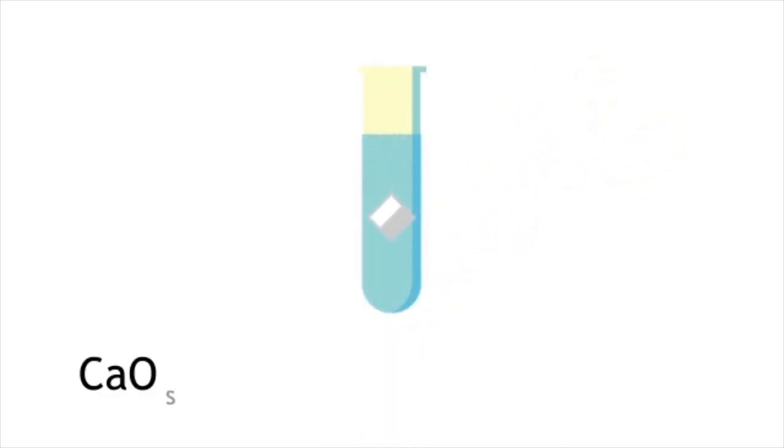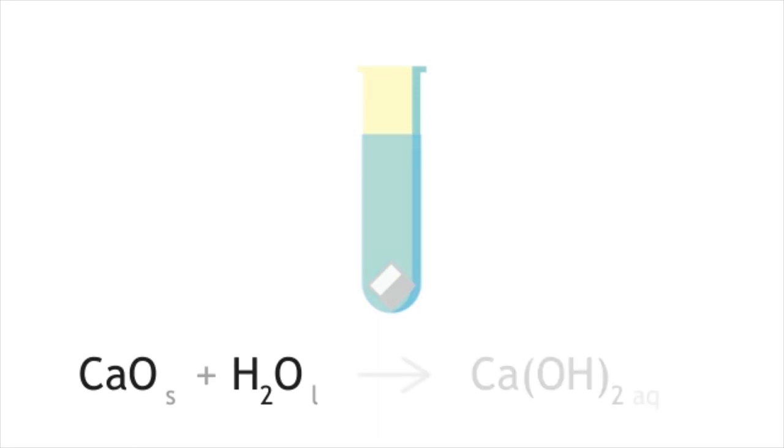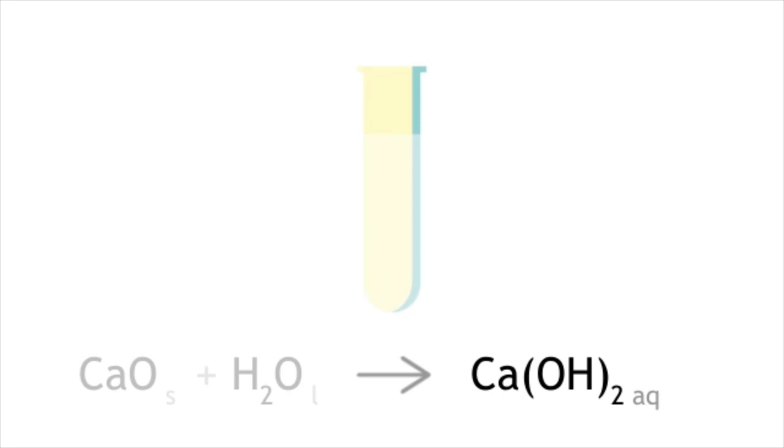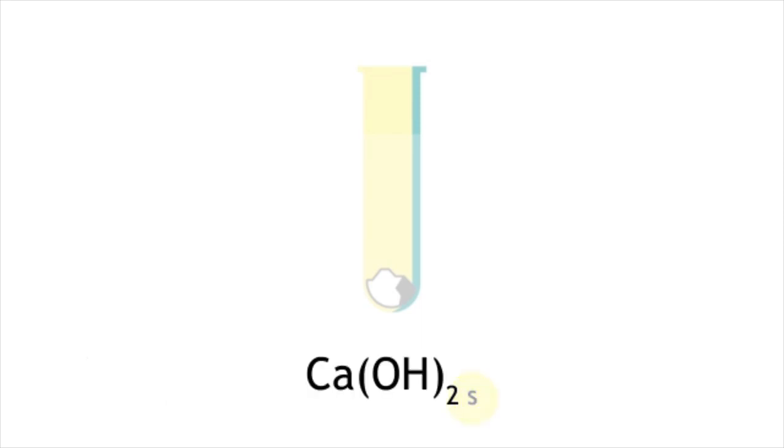Calcium oxide reacts with water to produce a solution of calcium hydroxide, also known as lime water. You will see a white precipitate at the bottom of the beaker once everything settles. This is solid calcium hydroxide as it is only slightly soluble in water.